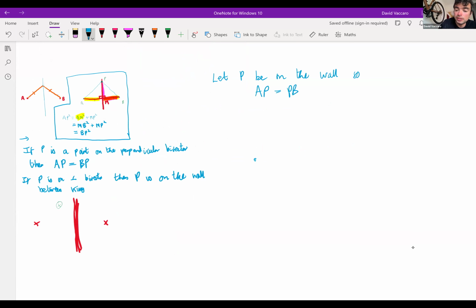So I've got my points A and B, and now I've got the point P. And all I'm going to assume is that these two distances, AP and PB, are the same. Okay. Now I'm going to assume that I can find this point N on the line AB such that ANP is a right angle. So this line here, NP, is perpendicular to AB.